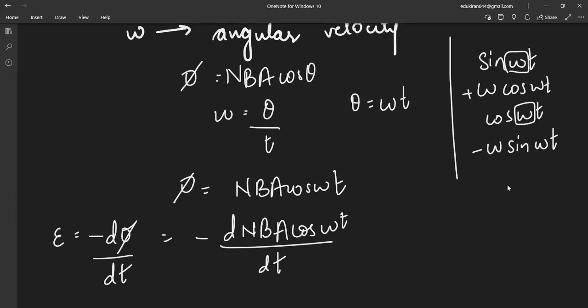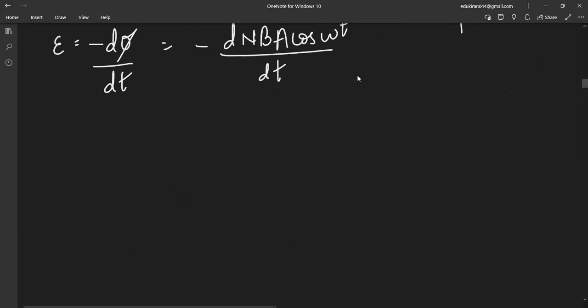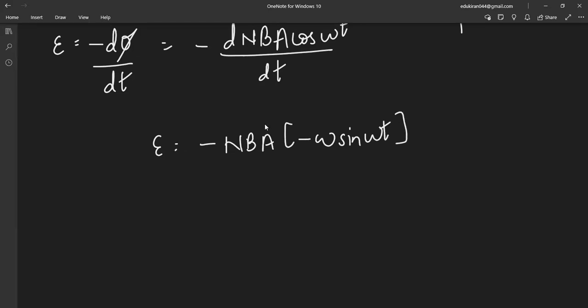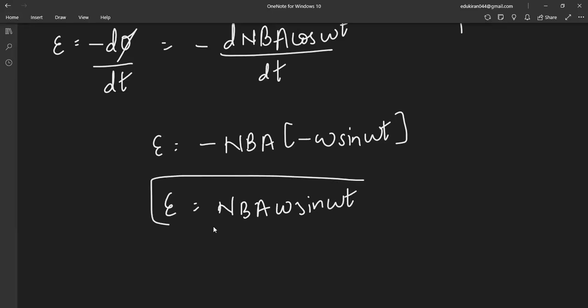The way we differentiate, if I give you 3x square, how will you differentiate? You will bring 3 out first. Then you will differentiate this as 2x, right? And then ultimately you will multiply. The same happens with trigonometric functions. So here NBA is a constant. So your EMF will be minus NBA, this is a constant, and your cos omega t becomes minus omega sine omega t. So minus minus is becoming plus. That makes it NBA omega sine omega t.